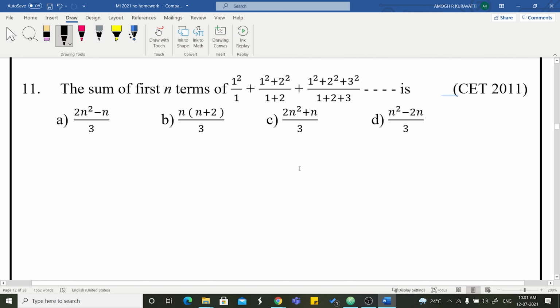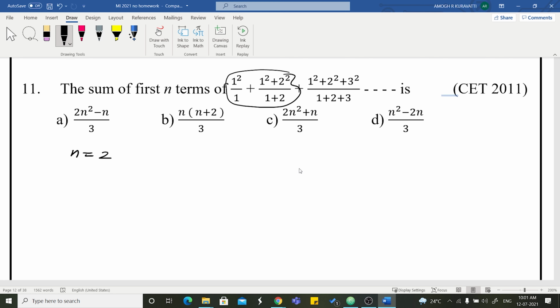The sum of first n terms of the series, 2011 CET. There is an easy method. What can you do? Take n is equal to 1 or 2. So if we take n is equal to 2, what happens? n is equal to 2 means sum of two terms.